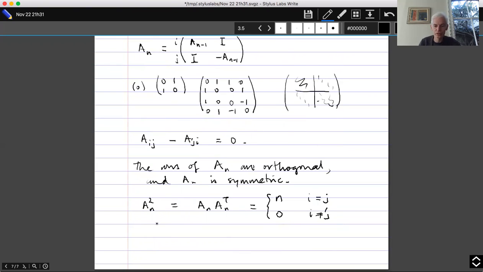So in other words, strictly speaking, what I've written here is grammatically incorrect. This is the ijth entry of AN transpose rather than the matrix AN transpose, of course. So let's now write something that is correct. AN squared is n times the identity. That's the 2 to the n by 2 to the n identity.